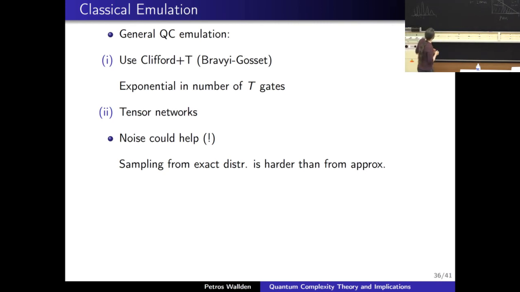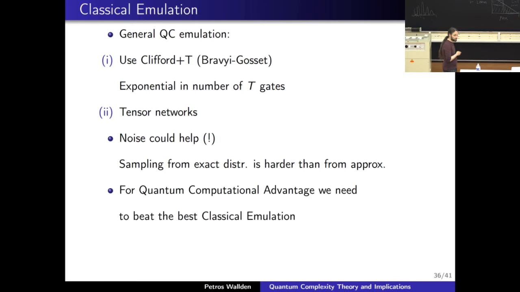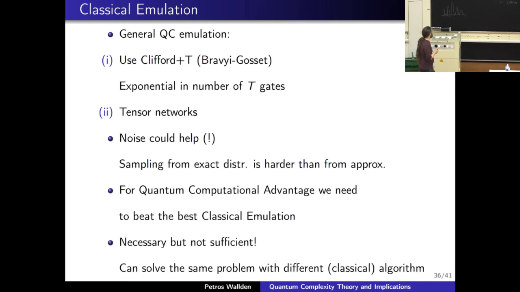Yeah, there are known results, actually, that for certain types of noise, you can exploit that. Now, for quantum computational advantage, we definitely need to beat the best classical emulation. Why? Because, of course, with classical emulation, you don't need the quantum device. But of course, this is necessary, but it's not sufficient.